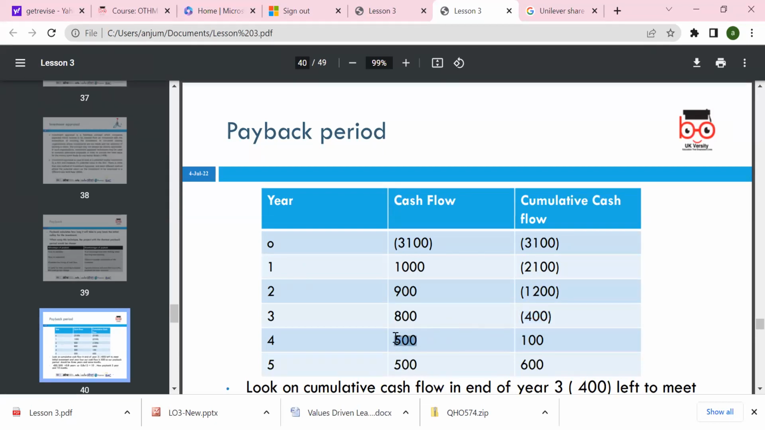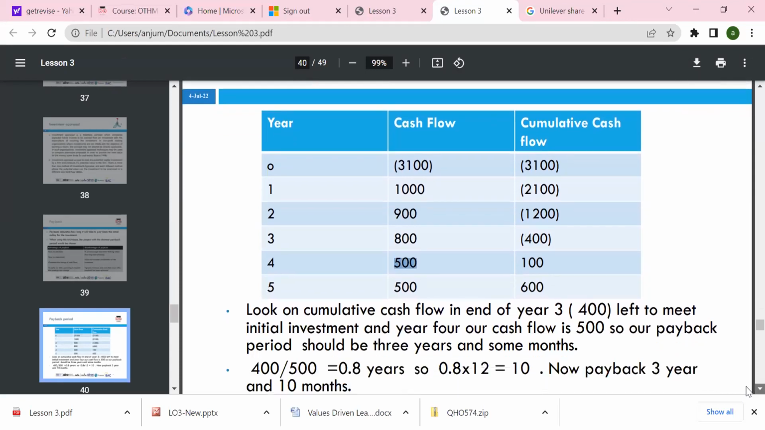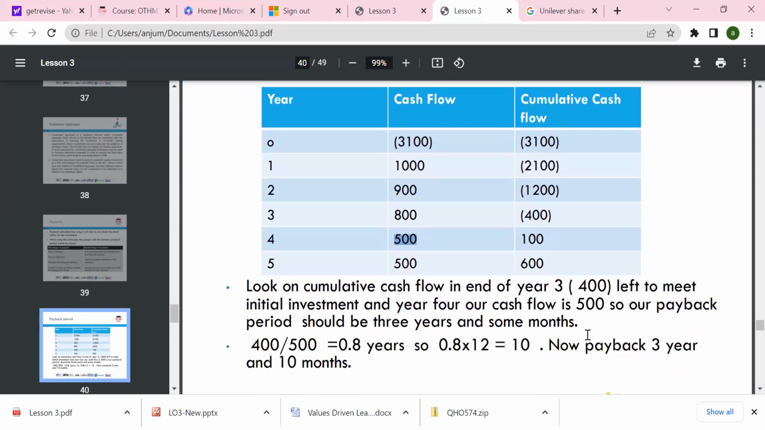So we can say this project will take 3 years. At the end of 3 years, you still have 400 outstanding. So 400 divided by 500 times 12 months in a year: outstanding amount divided by the following year's inflow. And we can say this project will take 3 years and 10 months. Always, shorter is better.